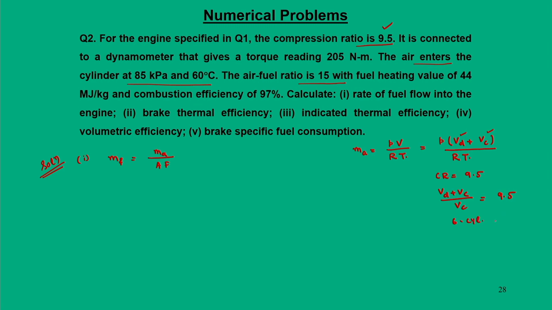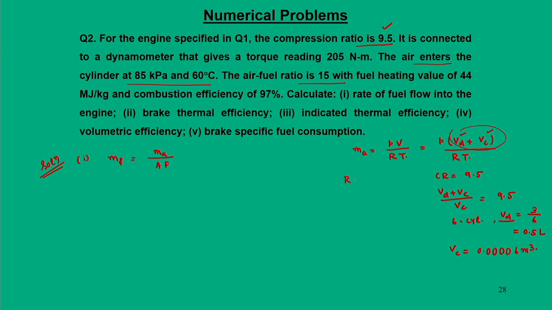So, for a 6 cylinder engine, V d for this compression ratio calculation will be, from the total 3 liter capacity, 3 by 6, that means 0.5 liter. So, we know V d and we know the compression ratio. From this we can calculate V c as 0.0006 meter cube. So, V c is known, V d is known, and from this we can get this particular term.